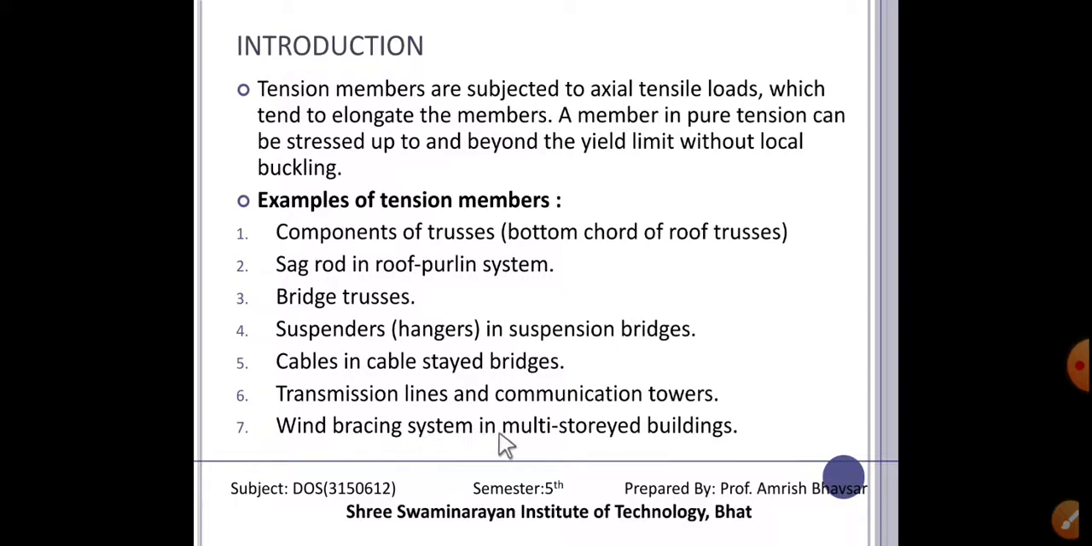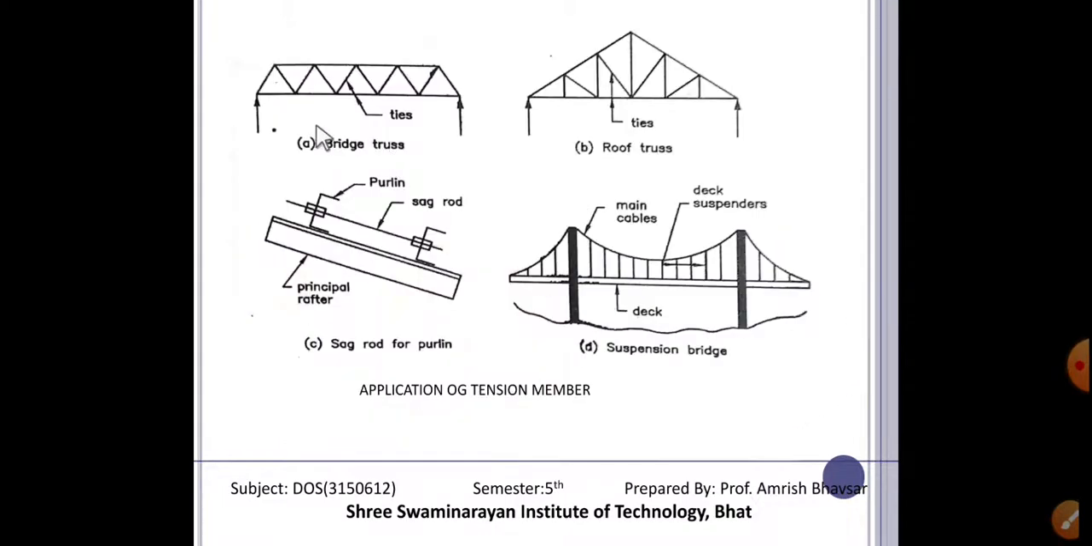Wind bracing system in multi-storied building. Whenever we are going to design high-rise building, at that time we are going to provide bracing in that building for the stability of the structure. So in that case, some of the members of bracing cause tension and some are in compression. So these are some of the steel structures where the tension members are applicable.